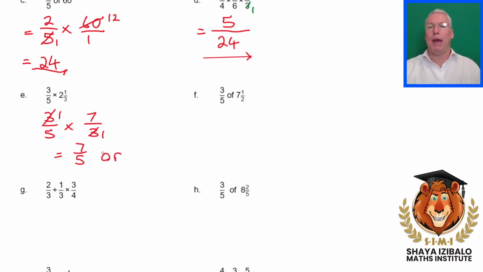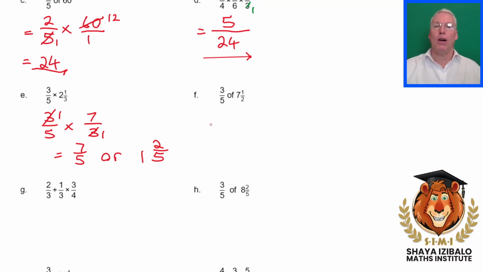Or we could write it back. 5 goes into 7 once, and there will be 2 left over, and those are 2/5. This is the undoing of taking 1 and 2/5 to 7 over 5. 7 over 5, 1 and 2/5.